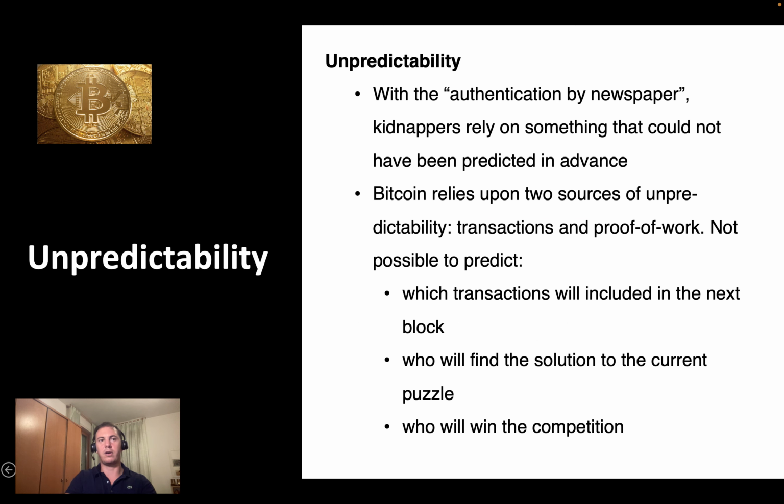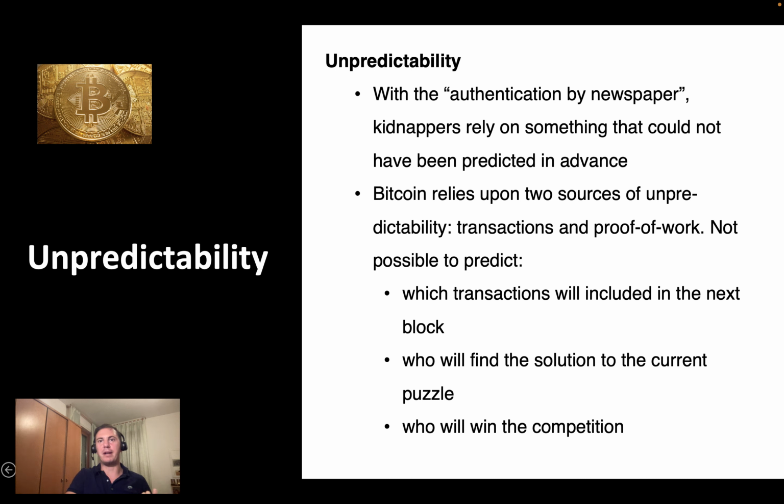Now let's look at unpredictability, the second characteristic. In fact, with authentication by newspaper, kidnappers rely on something that could not have been predicted in advance. So time should also be unpredictable, because if you can predict, then you can also make fakes. And Bitcoin relies, in fact, upon two sources of unpredictability: transactions and proof of work.